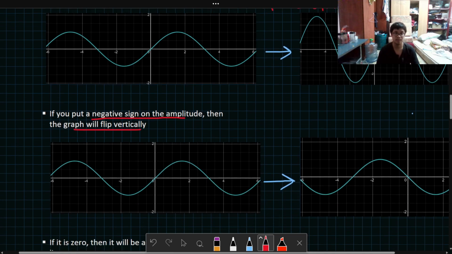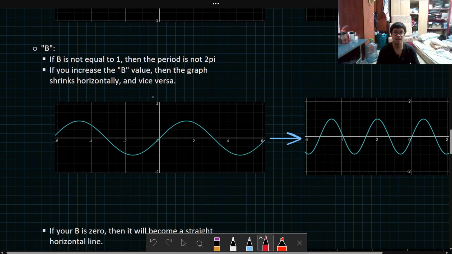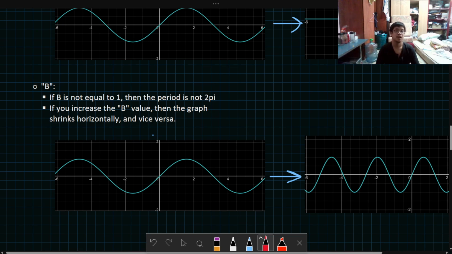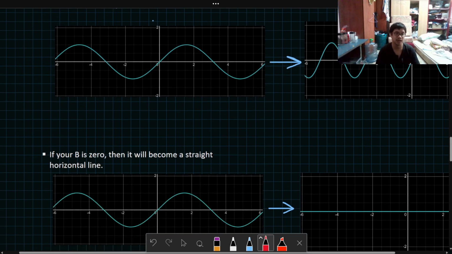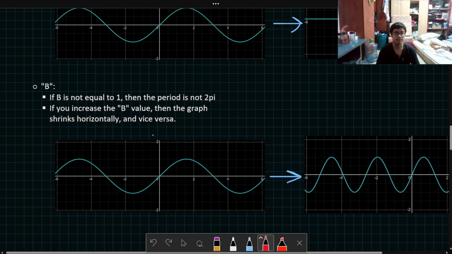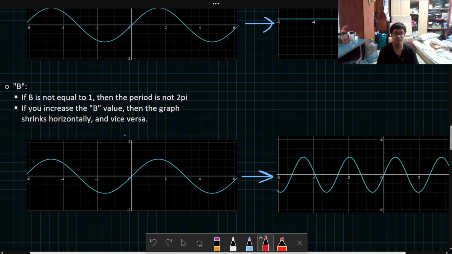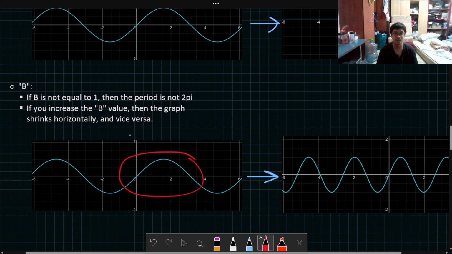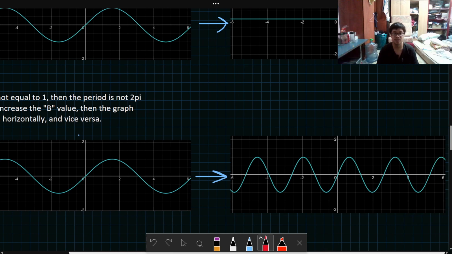Okay? Now, for your B, which is basically Bx, if B is not equal to 1, then the period is not 2 pi. It will not be 2 pi. In fact, you will have a horizontal line, if I'm correct, just like for the A. So, going back, if you increase the value of B, the graph will shrink horizontally. Just like this one, from this to this.